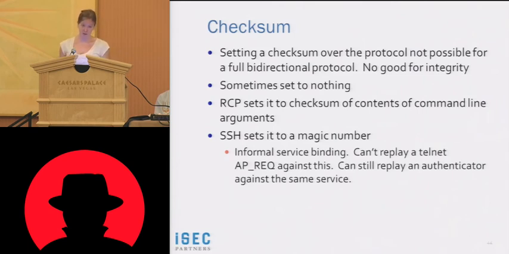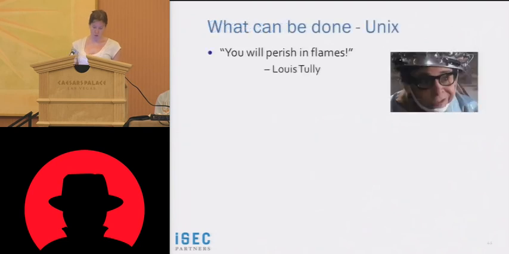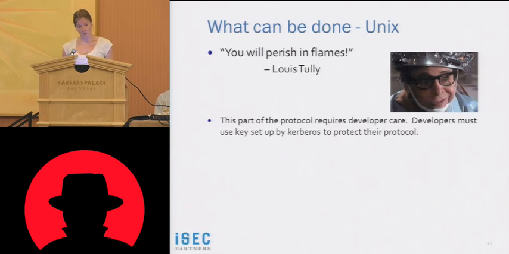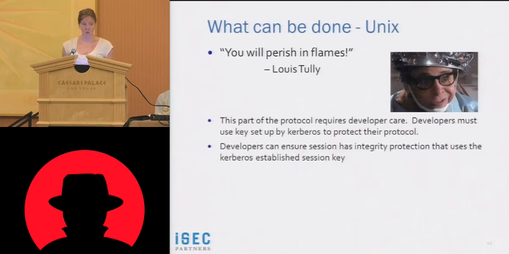So if none of these pieces of data prevents a replay, what do we do? You'll perish in flames. Well, you will not perish in flames. It is not quite that bad. Earlier, I said that what Kerberos is really good at is establishing a session key between two authenticated principals on a network, and it is very good at that. When the request and response have been sent, both the client and the service have a session key. This session key can be used to do integrity protection of the protocol.